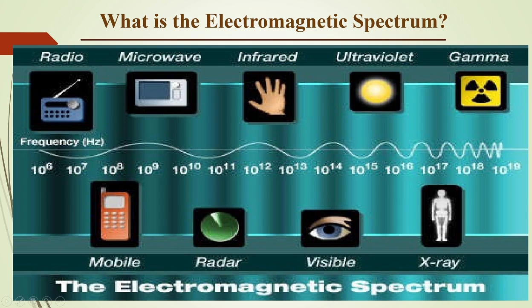So here examples are given. Here are the radio waves, then microwaves, where microwave ovens are used, then infrared, then ultraviolet rays, gamma rays.